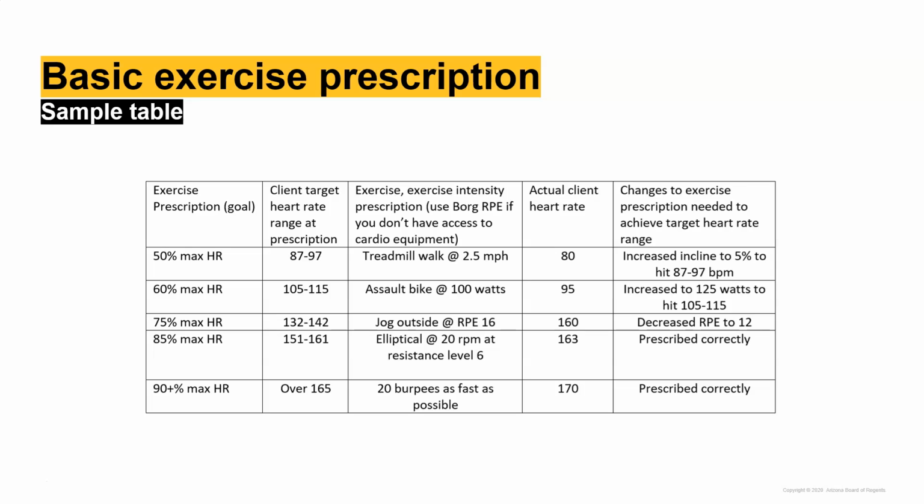Measure your or your client's heart rate immediately after stopping exercise. Record any adjustments you would need to make to your prescription to hit the target heart rate range. For example, I prescribed walking on a treadmill at 2.5 miles per hour to achieve a heart rate of 87 to 97 beats per minute, but my client's heart rate was only 80. I put my client back on the treadmill at 2.5 miles per hour, but increased the incline to 5%. My client then achieved a heart rate that fell within the range. I recorded the change.